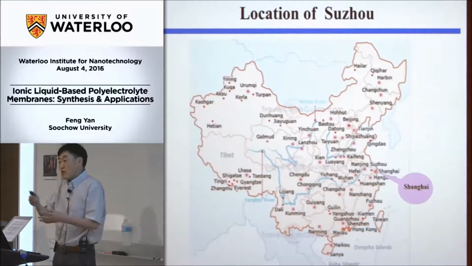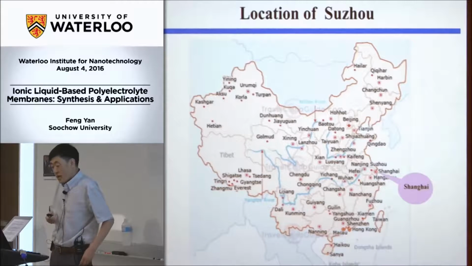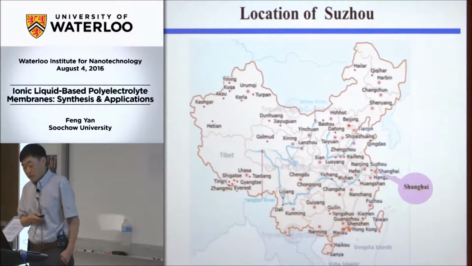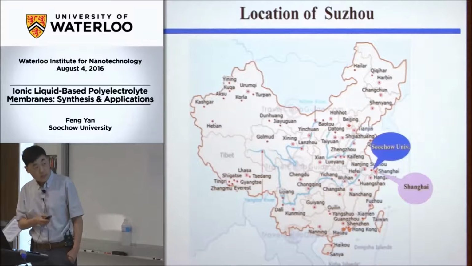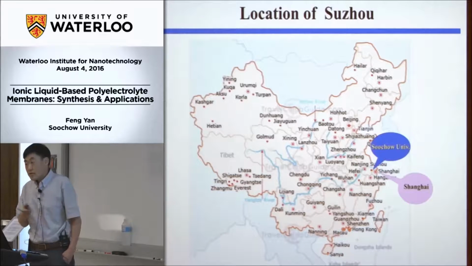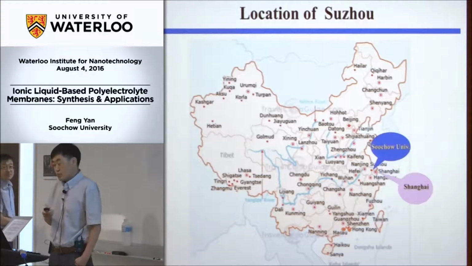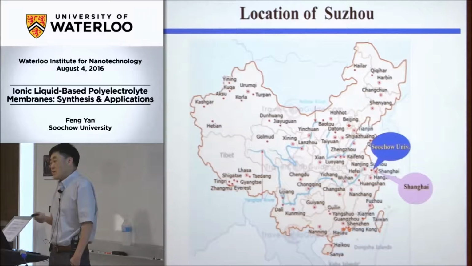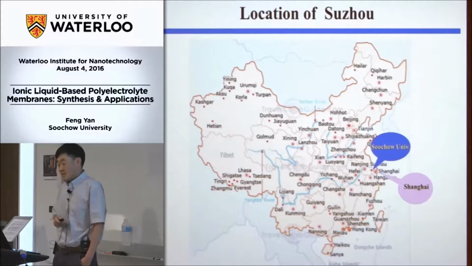I think most of you know where we are. This is a map of China, and here is Shanghai. It's located in the east part of China, and Suzhou is here. If you take the high-speed train from Shanghai to Suzhou, it's 25 minutes. It's around 1.5 hours by car.